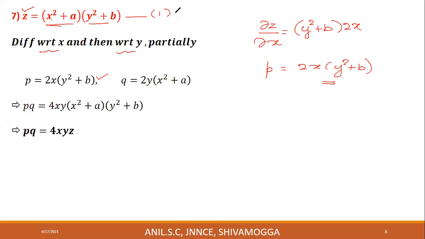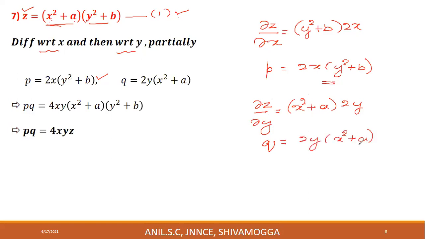Similarly, differentiate equation number 1 partially with respect to y. The derivative of z is ∂z/∂y. Here x² + a is independent of y, therefore it must be treated as a constant. Keep it as it is. The derivative of y² is 2y, and b is a constant, so its derivative is 0. And this ∂z/∂y is denoted by q. This is equal to 2y(x² + a). So q = 2y(x² + a).